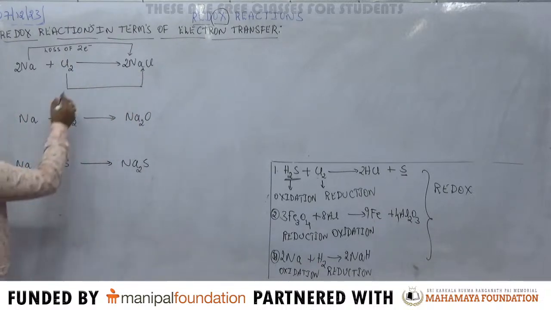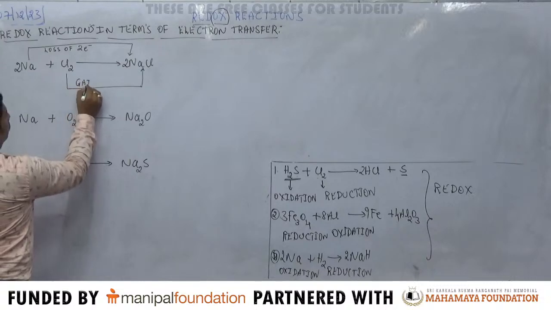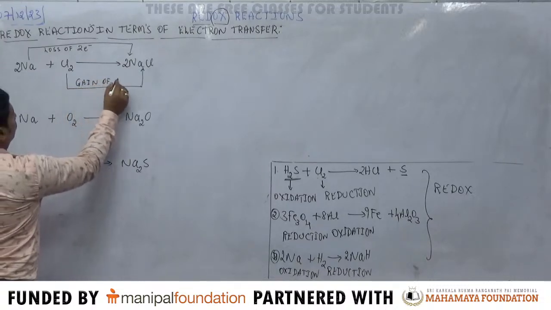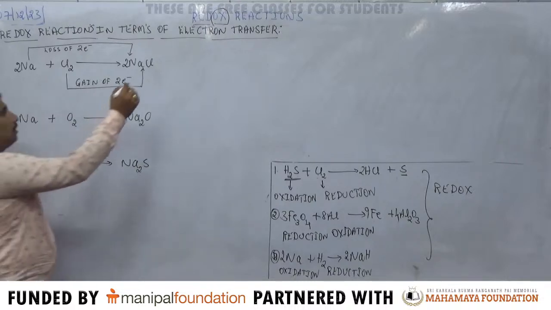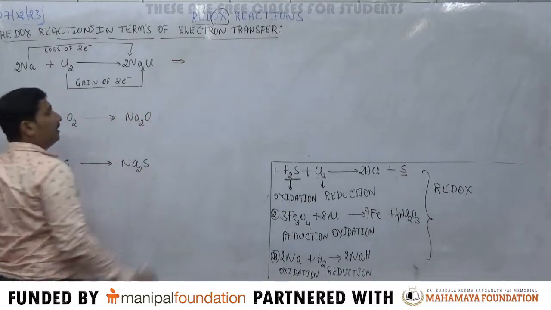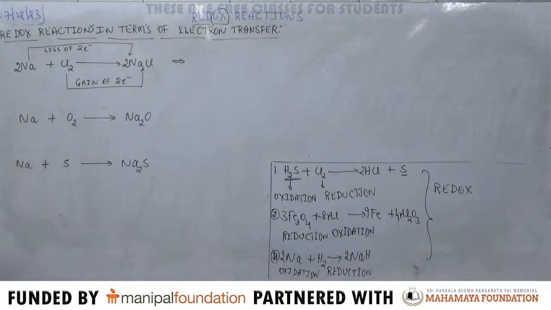Gain of 2 electrons. Right? Now, you can easily understand this reaction by splitting it into oxidation and reduction. This is a single reaction, a redox reaction. Now we can split this reaction into oxidation and reduction.